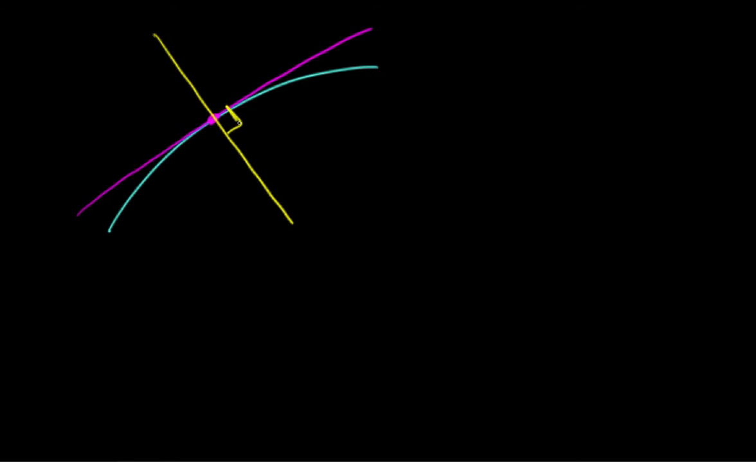Hey math kids, today we're going to talk about normals. And remember, a normal to a curve is a line which is perpendicular to a tangent at the point of contact. So if we have a curve that looks like this, we draw a tangent line. The normal line goes through that same point and is perpendicular, or 90 degrees, from the tangent.